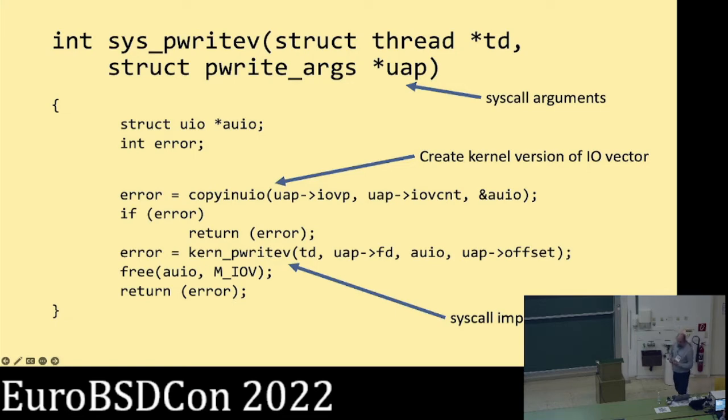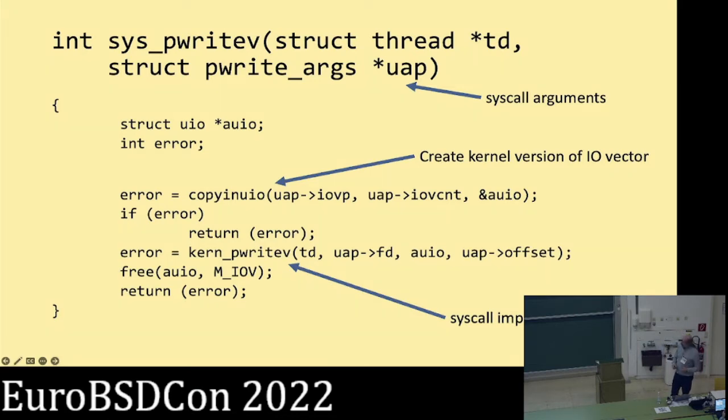Now, here is the implementation of pwriteb, at least the very top of the implementation. So what it does is it copies in that IO vector that we created and makes a copy of it in the kernel ABI format. Now, if the kernel is using the same ABI as user space, then that's pretty much just copying it in. It just allocates some space and copies everything in. If that were a 32-bit version, it would have to copy the elements and translate the pointers and translate the sizes. But mostly its job here is to get that into the kernel and have it ready for use.